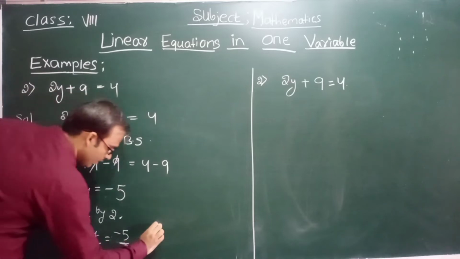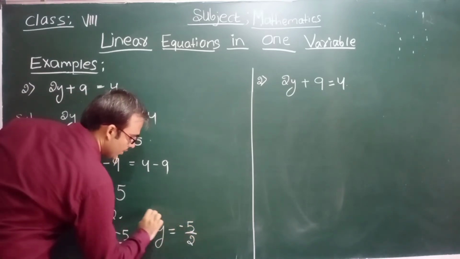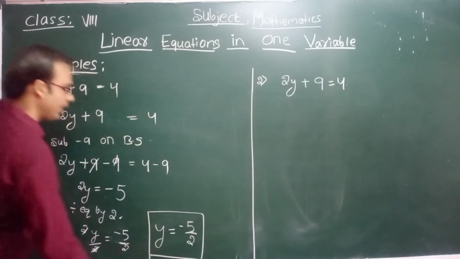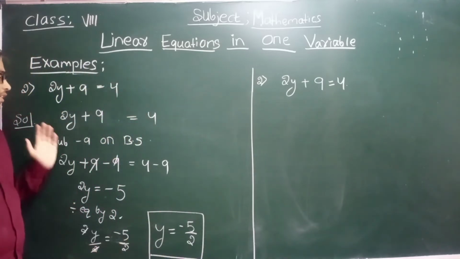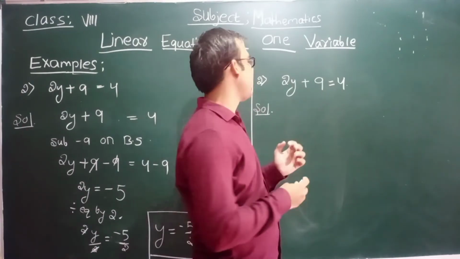So what is remaining here? Here y is equal to minus 5 by 2 is remaining. So this is the solution for this equation, that is y equals minus 5 by 2. Now we'll solve the same question by the usual method.